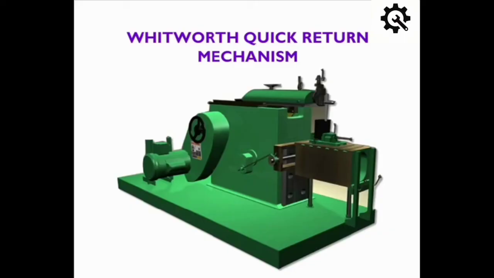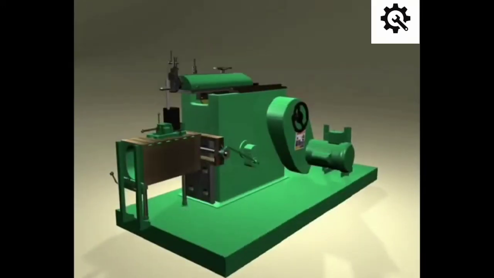Whitworth quick return mechanism of the shaping machine. This mechanism is used to convert rotary motion to reciprocating motion and provide a quick speed on the return stroke. Let us see the main parts of the Whitworth mechanism.